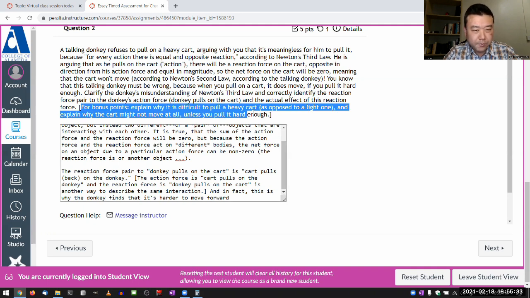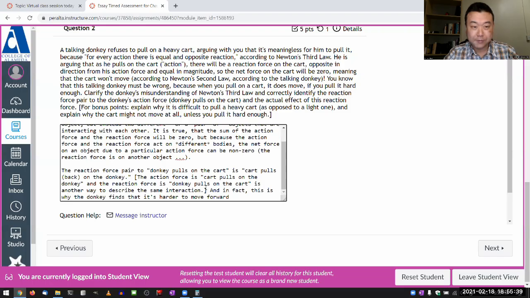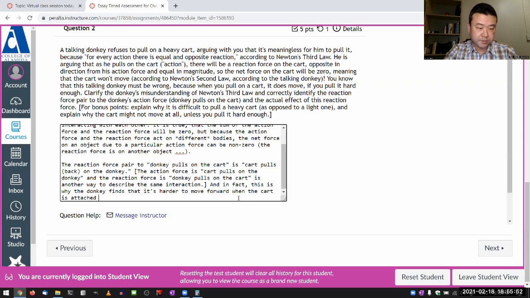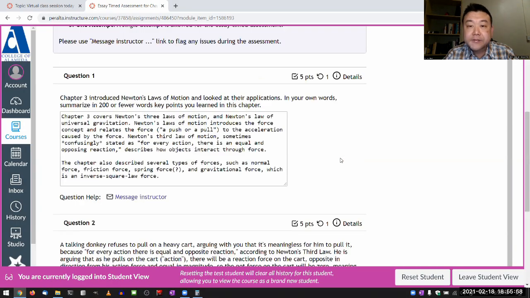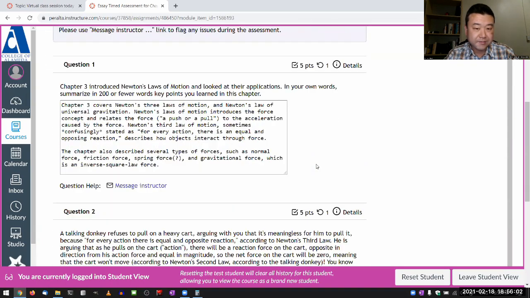I don't know if I want to do the bonus point question. You don't have to anyway. I kind of ignore it when I grade. That's why it's a bonus point, meaning it's not required. This is why the donkey finds that it's harder to move forward when the cart is attached to the donkey. So yeah, I think I have some time left. I have 8 minutes left, and I guess that's fine.